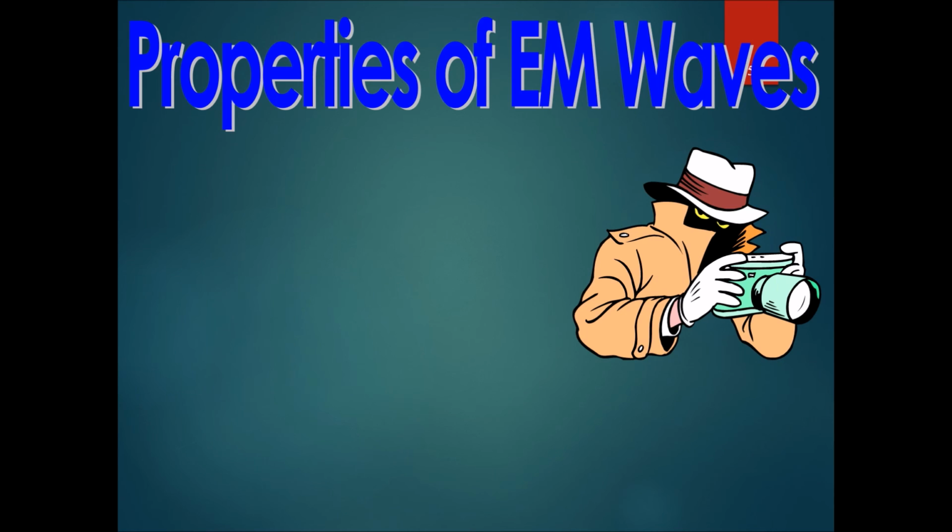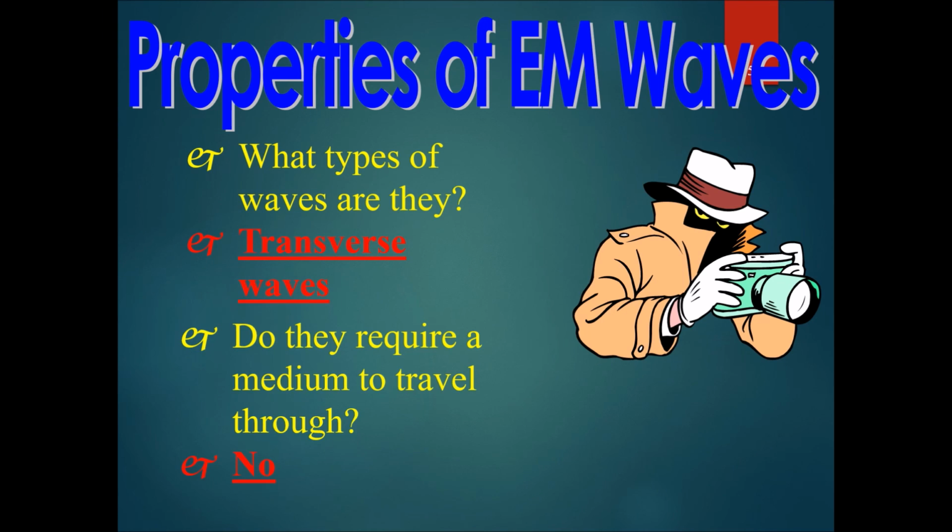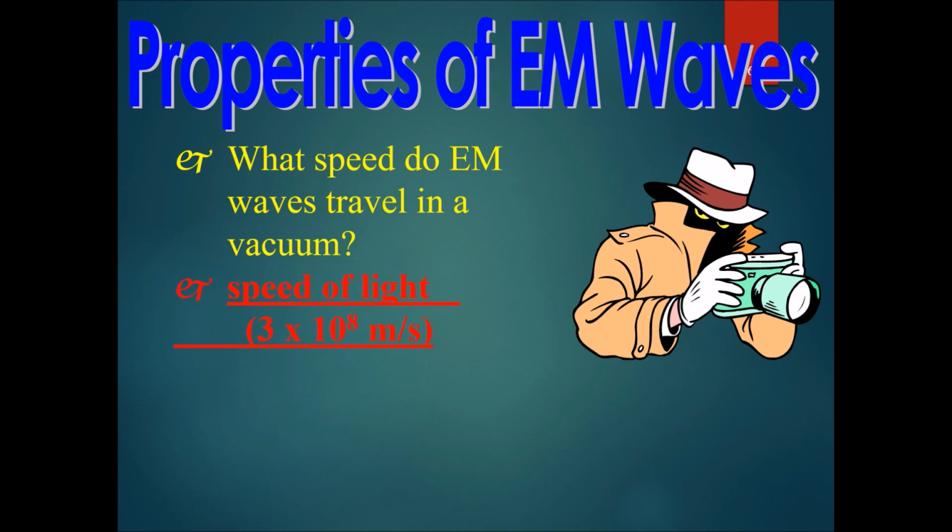Let's talk about some properties of EM waves. What types of waves are they? They are transverse waves. Do they require a medium to travel through? Answer is no. What speed do EM waves travel at in a vacuum? They would travel at the speed of light, which is 3 times 10 to the power of 8 meters per second, or 300 million meters per second.